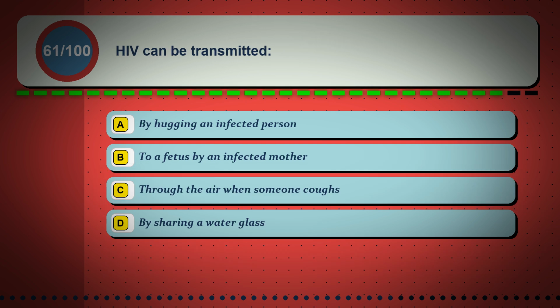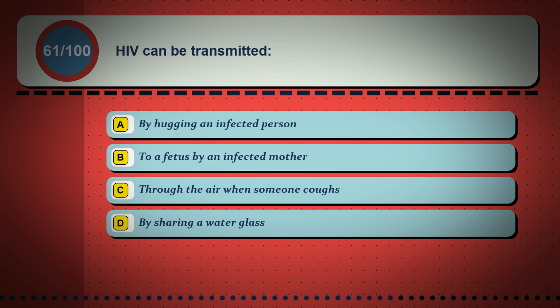Question 61. HIV can be transmitted. Option A, by hugging an infected person. Option B, to a fetus by an infected mother. Option C, through the air when someone coughs. Option D, by sharing a water glass.